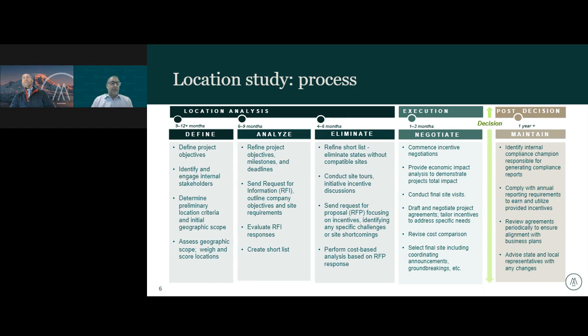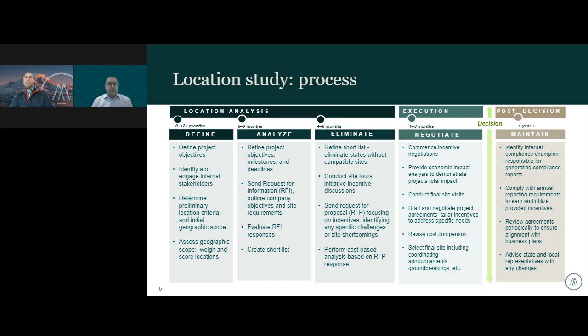So, we walk through this. In the beginning, you're just defining what you need from a new location or from your expansion. You're going to define the different criteria that you need. Maybe it's access to a port. Maybe it's access to a major transportation hub, or maybe you need to be close to your main supplier and have that easy transaction. So you're going to determine those preliminary location criteria and start to put together a list of locations that make sense to you depending on that criteria.